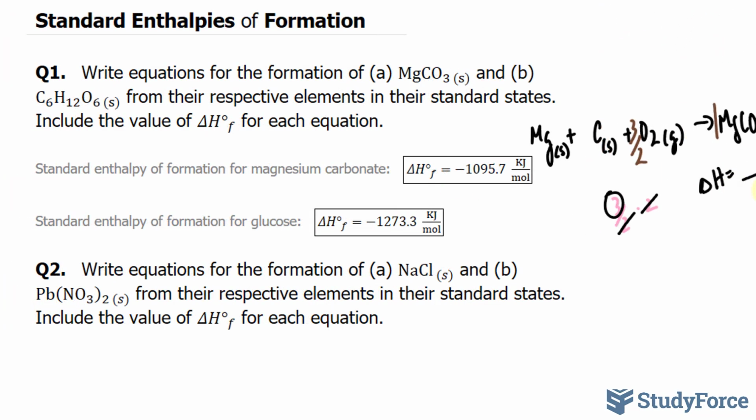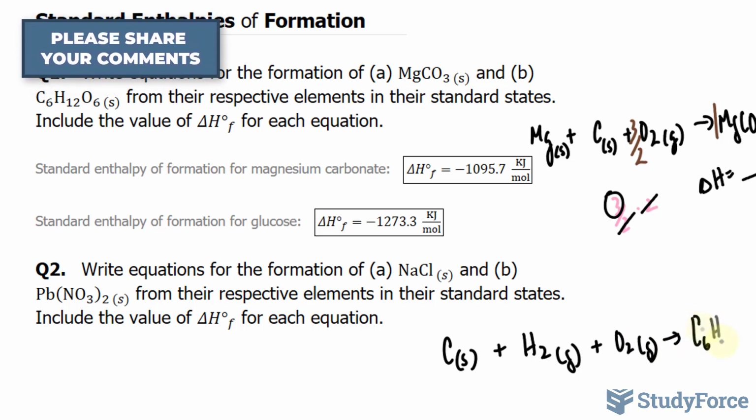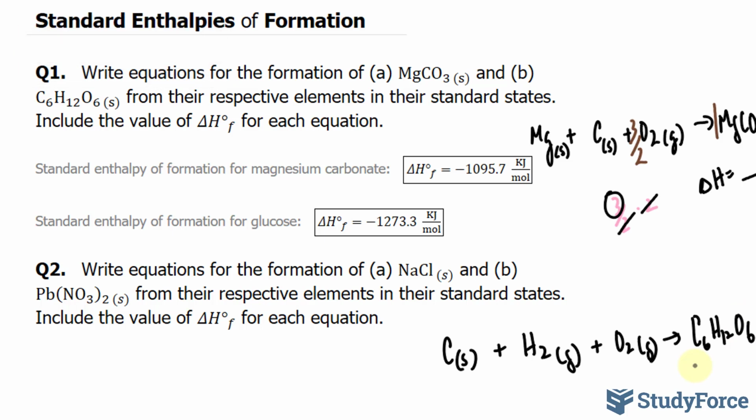Now let's move on to glucose. Glucose is made up of carbon, hydrogen, and oxygen. Carbon in its natural form is a solid. Hydrogen is a gas, and it's a diatomic molecule. Also, oxygen is a gas. This yields C6H12O6. If only nature was this simple, we wouldn't need photosynthesis to make glucose. All we would have to do is combine these elements together and eventually would form 1 molecule of glucose, but that's not the case. Let's continue.